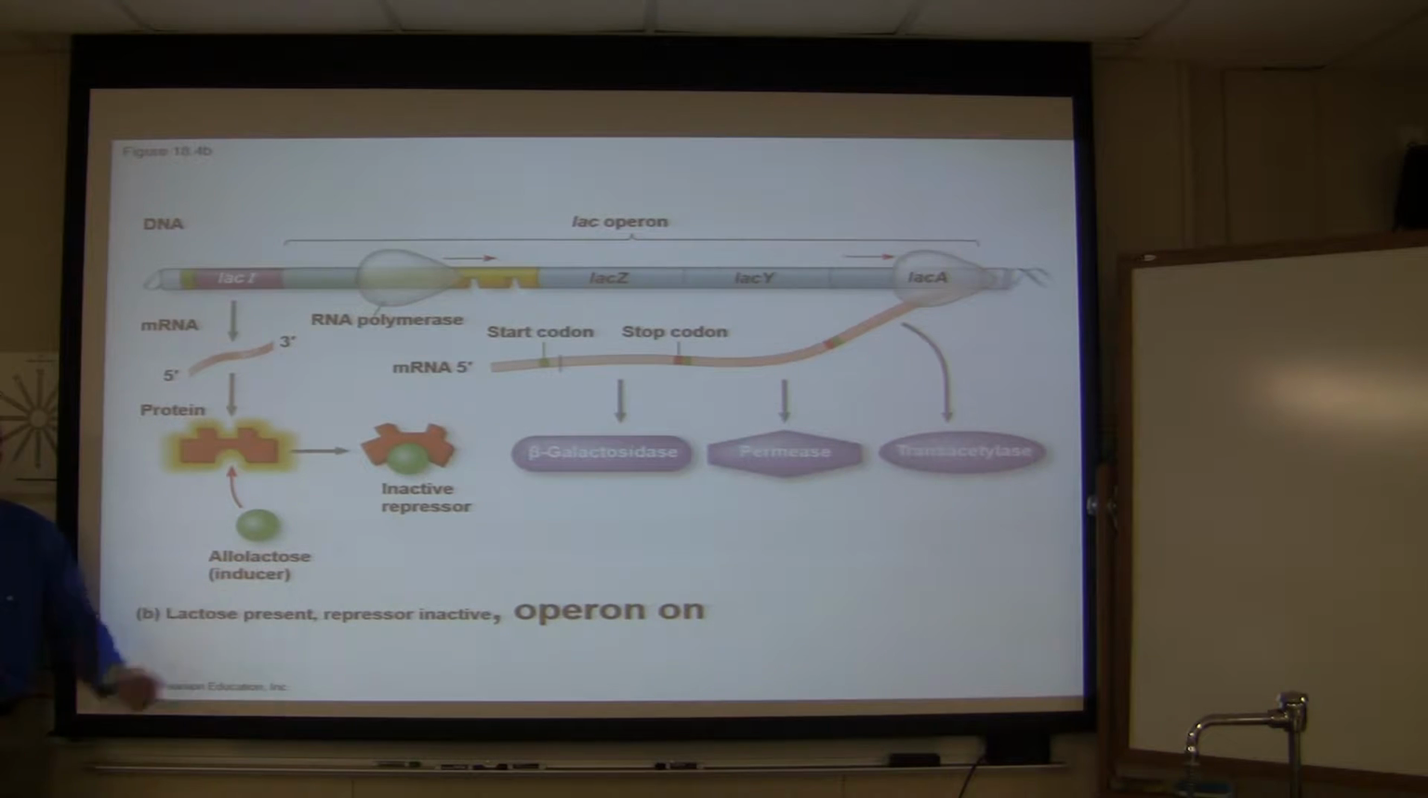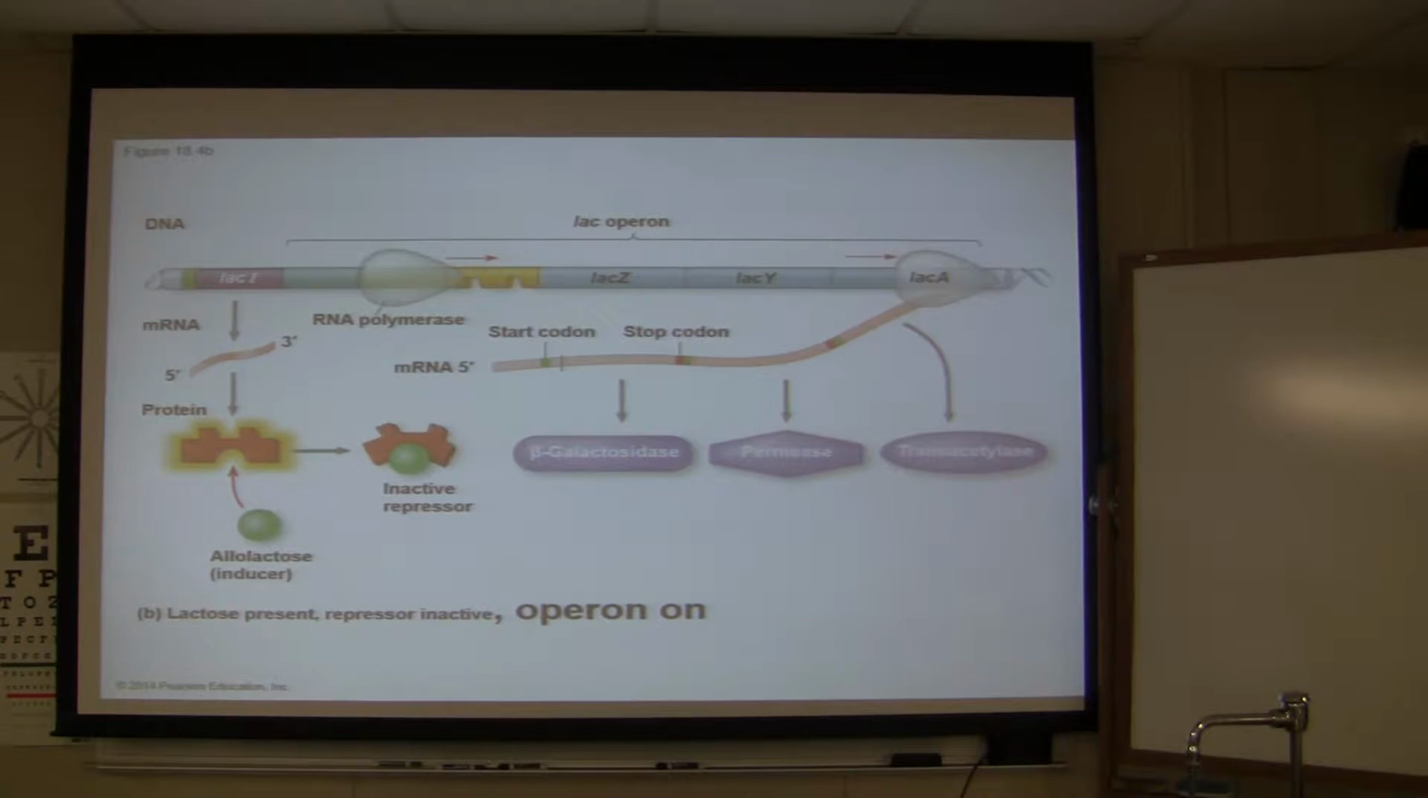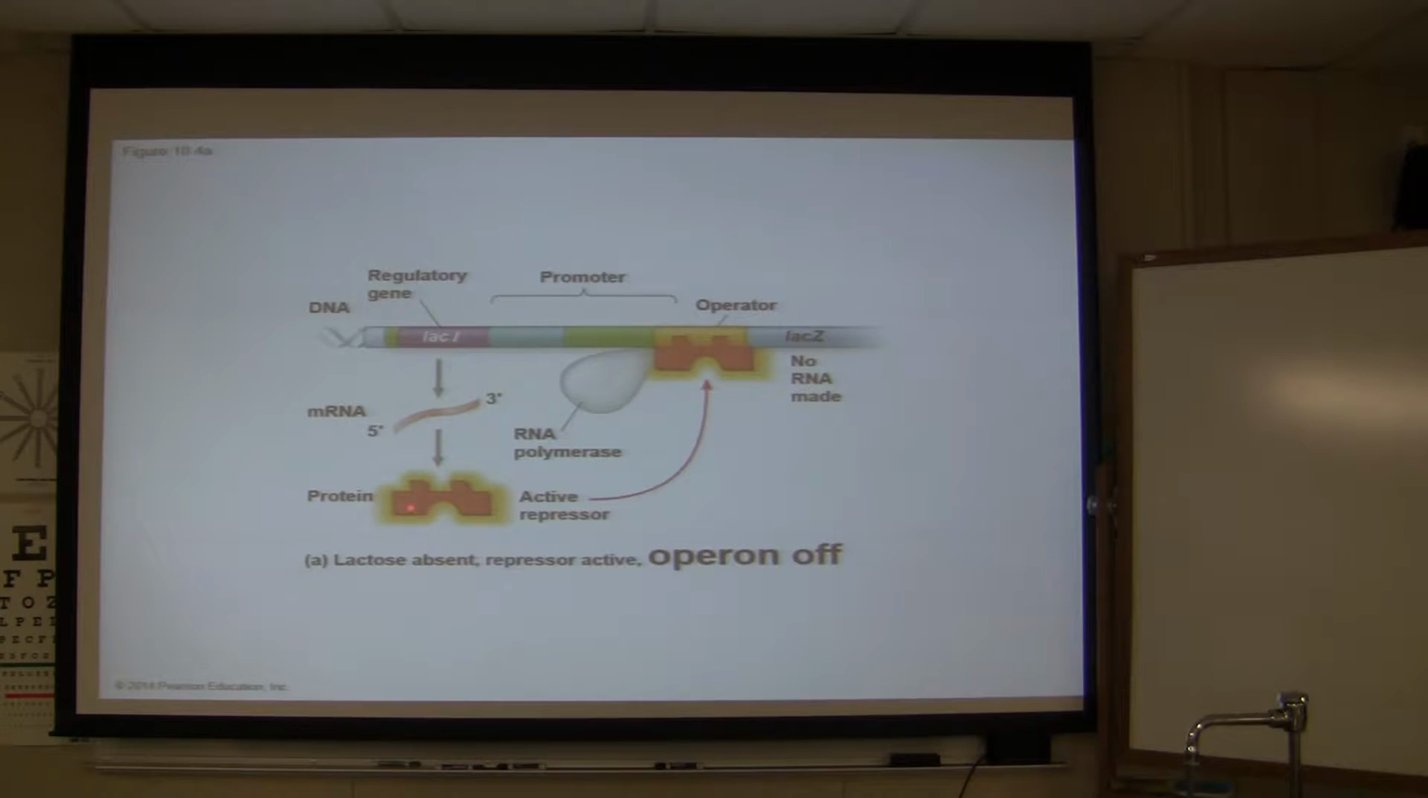Allolactose. Allo means different, same as hetero. So it's different than the lactose you learned. It binds to the repressor, very good. Binds to the repressor, then the repressor does not repress anymore. But if there is nothing bound to the repressor, then the repressor will repress. That stops it.